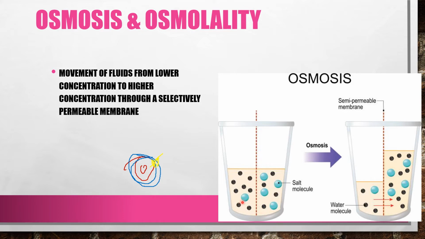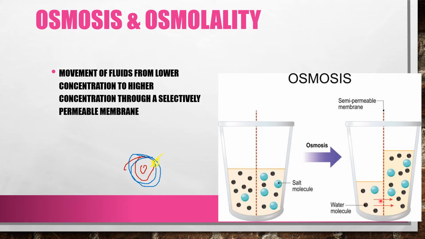There are salt molecules and water molecules. The blue color is the salt molecules, and the small particles we can consider as water molecules. Here the movement is happening from lower concentration to higher concentration. These salt molecules, as I told you in the previous slide, are a higher concentration. These salt molecules will not cross over this permeable membrane. Only the water content, the lower concentration molecules, will cross the semi-permeable membrane.